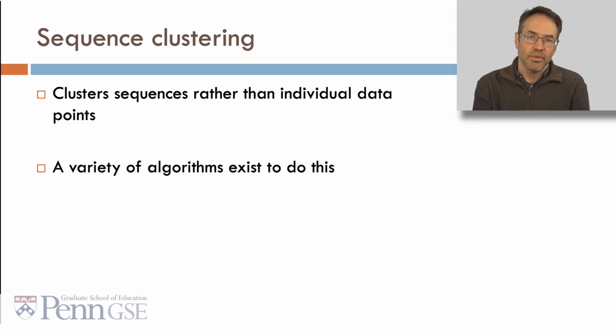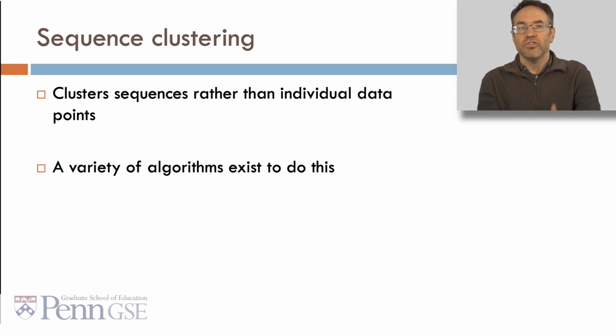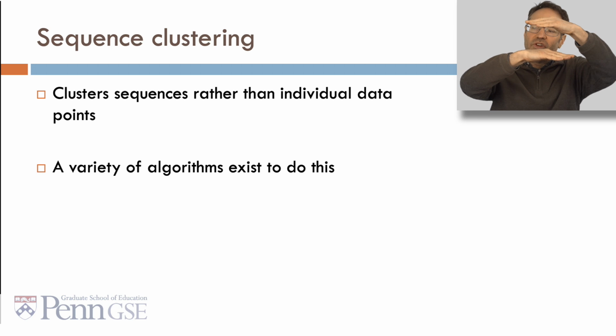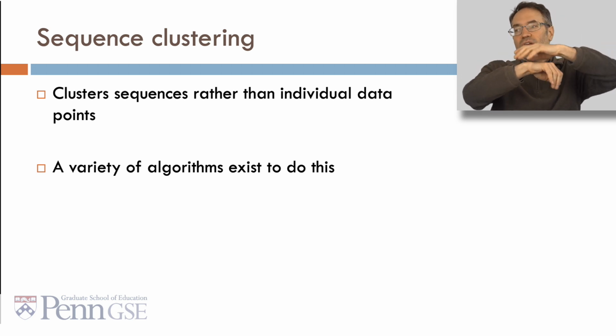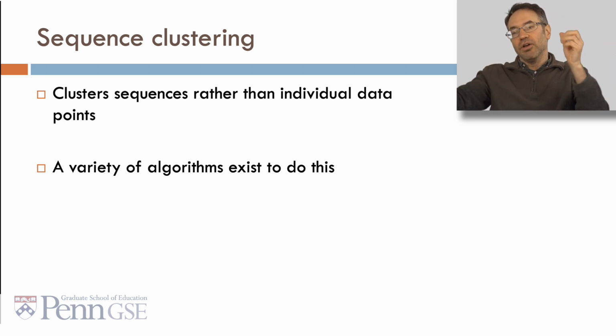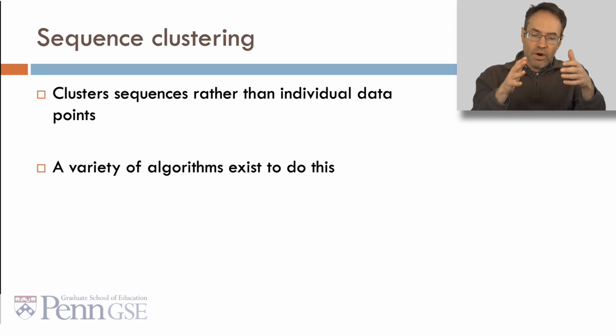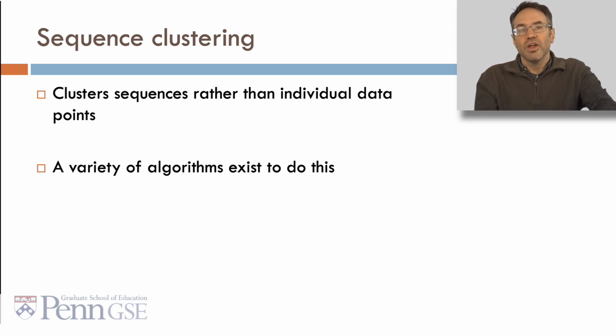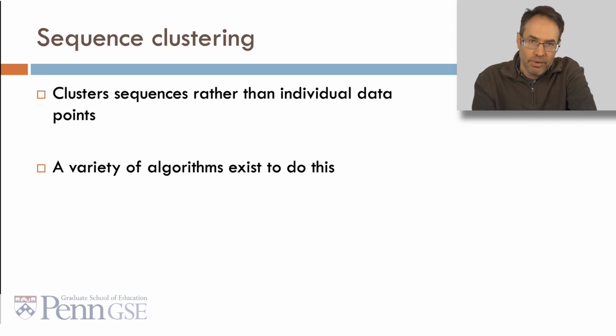Now another big family of clustering algorithms is sequence clustering, which, as you might expect, clusters sequences rather than individual data points. And there's a bunch of algorithms that exist to do this. One of the key things you have to pay attention to is that you often don't want to just match sequences up to each other very straightforwardly. Because, for example, the same pattern might occur at slightly different rates, or might speed up sometimes and slow down other times. And so to adjust for this, people use a method called dynamic time warping.